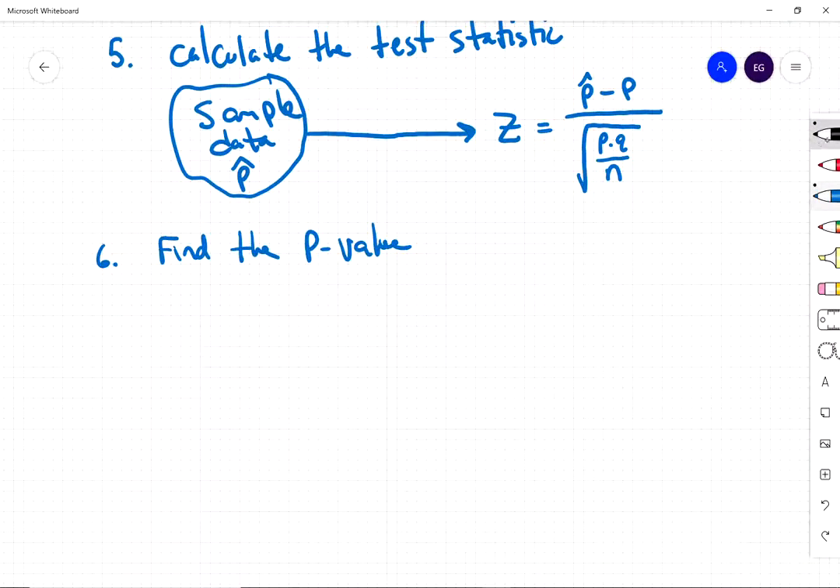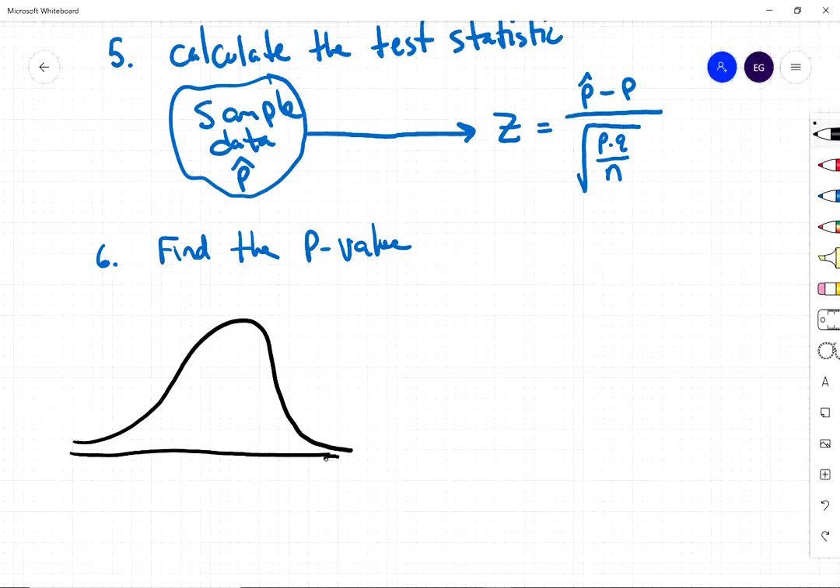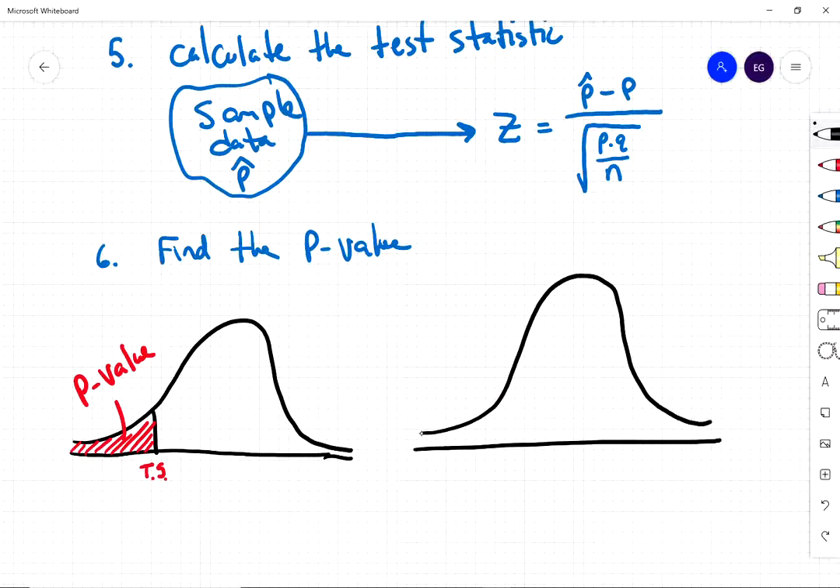And the p-value, well, it depends on if we have a left tail test. So if the test statistic is here, that's the z-score, then this area outside of the test statistic, that's going to be the p-value. So in step 5, we figure out the test statistic, and then we find the area outside of the test statistic. And also, if it's a right tail test, same thing. Right tail test, we find this z-score, which is the test statistic. The area outside of that will be the p-value.